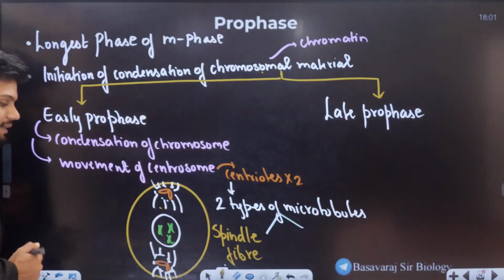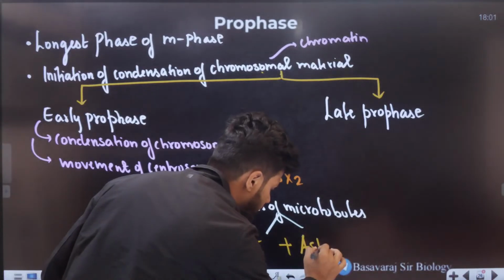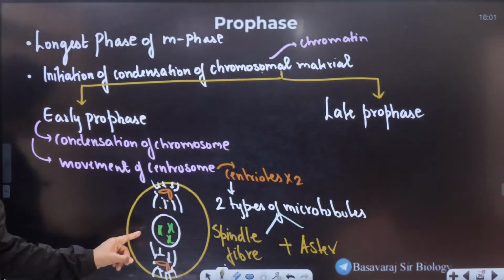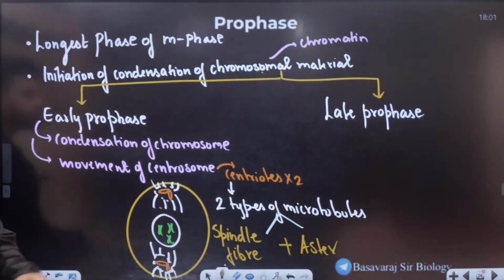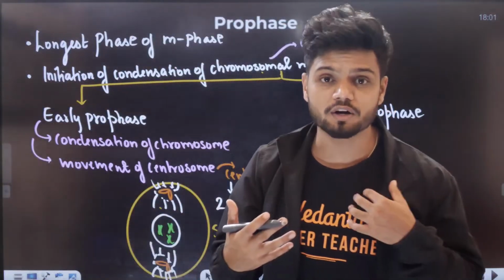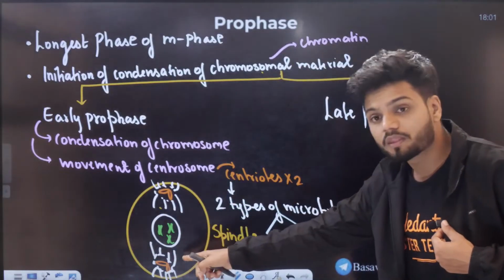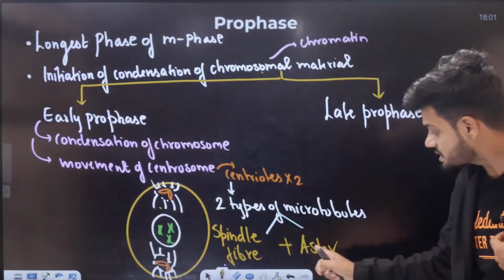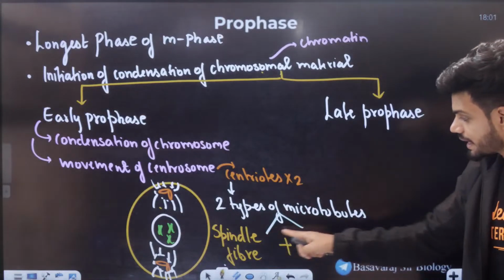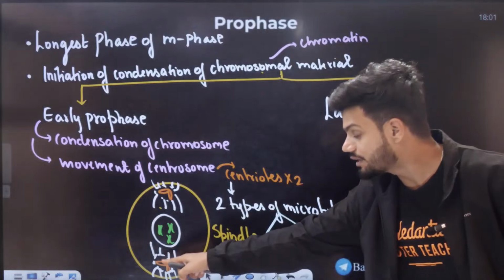Now, what is on the back side? That is called aster. Both of them are a type of microtubules, and each one of them has a different function. For example, spindle fiber will attach to the chromosomes, while asters will help in anchorage. So, two different types of microtubules arise from the centrioles or centrosome here.